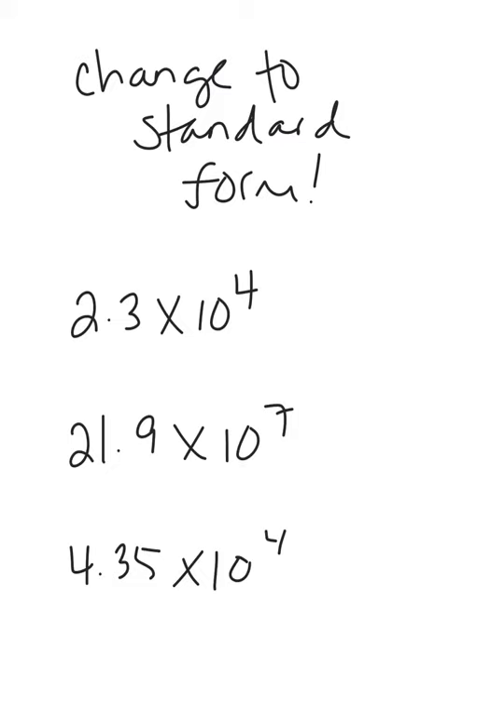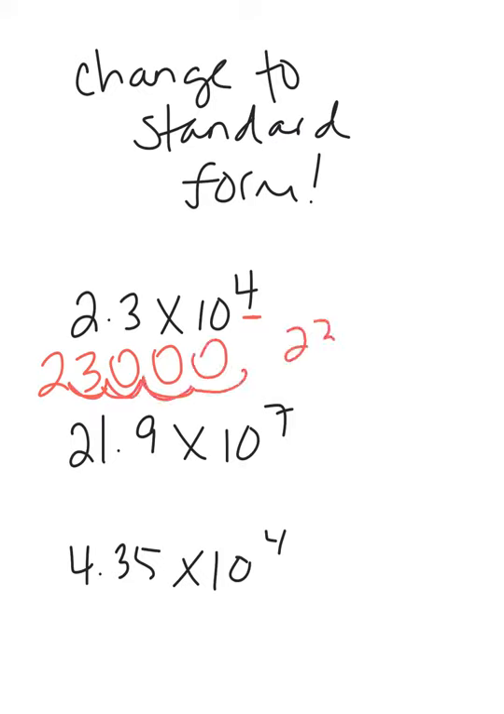Let's take a look at the last. We're going to change to standard form, which means we're going to make this into a really big number. So we have 2.3 times 10 to the fourth. We're going to move the decimal point 4 places. I ran out of spots. 1, put in some zeros. 2, 3, 4. So we have 23,000.